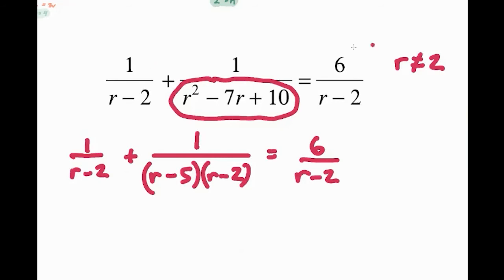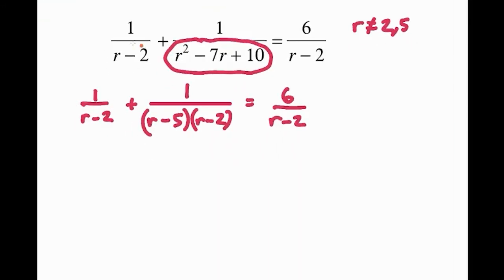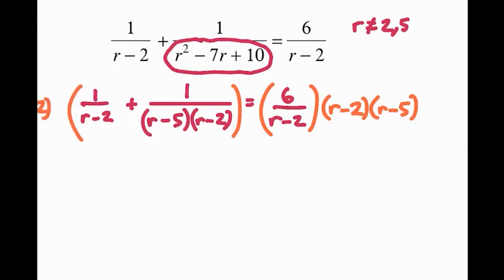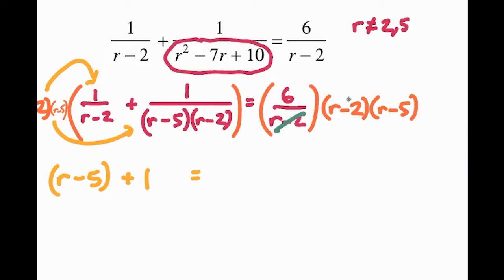Now that it's like this, you can see that r can also not equal 5. Because if it did, you'd be dividing by 0 in part of the equation, and you're not allowed to do that. The rules are still the same, though. You have to multiply both sides by the denominators. So there's 2 denominators this time, r minus 2 and r minus 5. You have to multiply both sides by them. So I'm going to multiply here, you get r minus 5. You multiply here, you get 1. On this side, you end up with canceling here, and you end up with 6r minus 30.